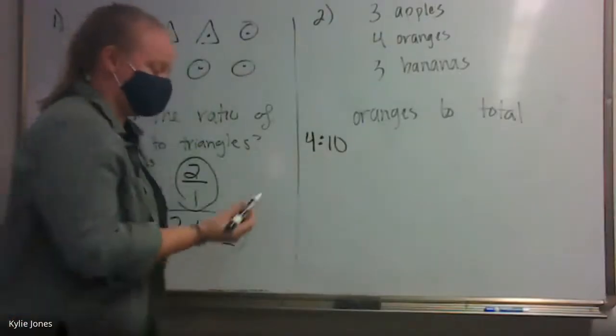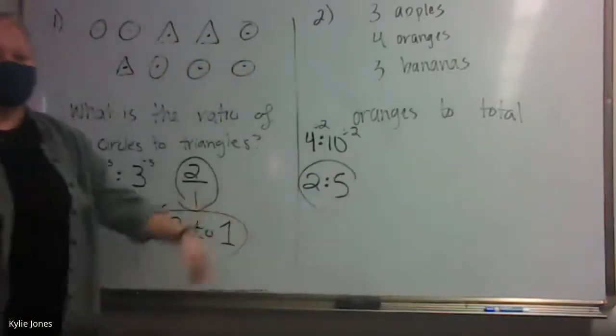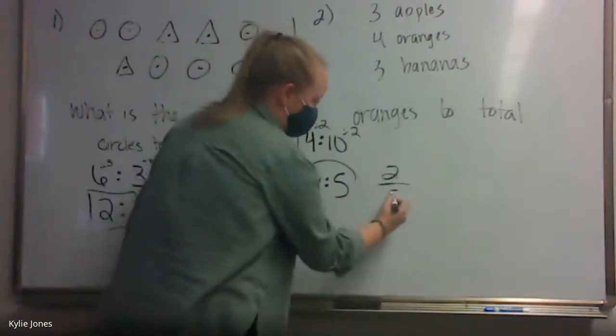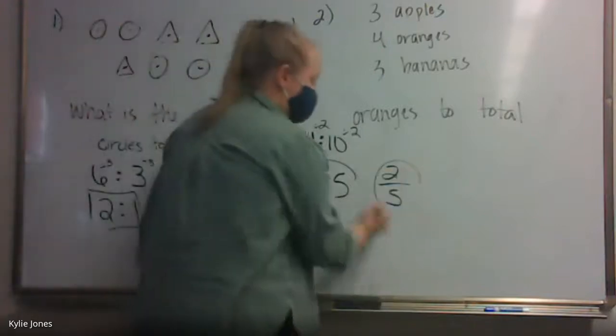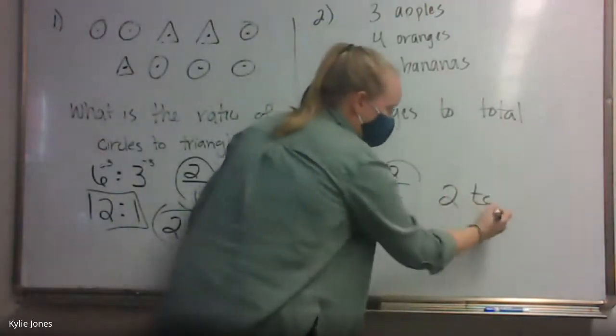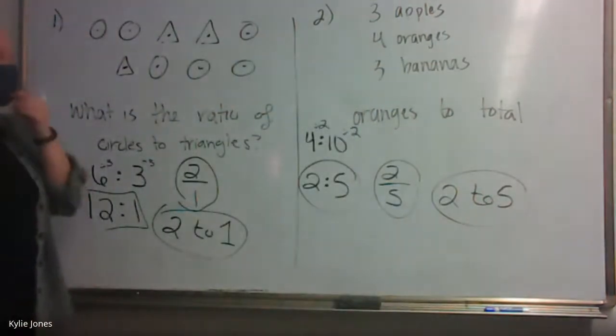But you can simplify. What number goes into both 4 and 10? 2. 4 divided by 2 is 2, and 10 divided by 2 is 5. So that's one way to write it. What are my other 2 ways? A fraction and to write it out. Good. A fraction, which would be 2/5. You just write it in the same order. You just turn it sideways. And then you can write it the same order with words instead. 2 to 5. Do you guys remember this?